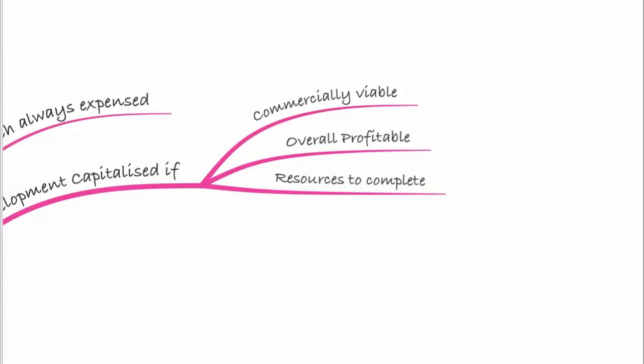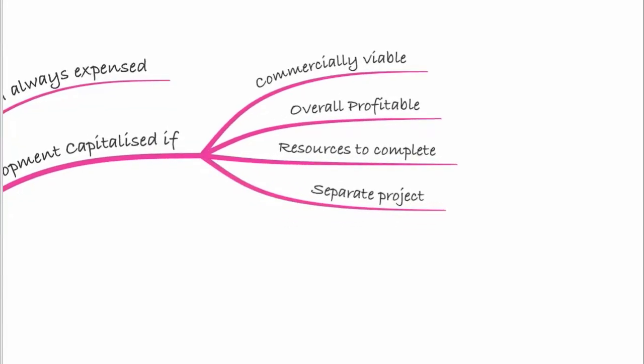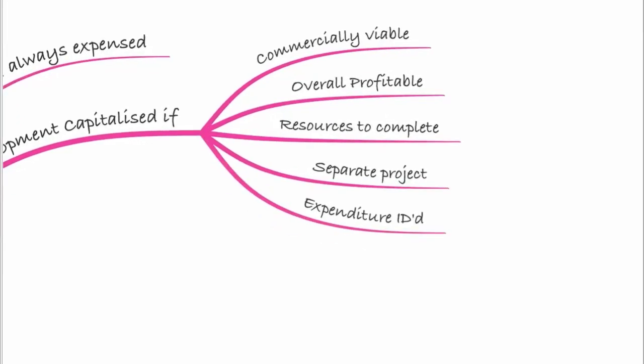We must be going to complete the project, it must be profitable, and the product at the end needs to be commercially viable. It needs to be a separate project, again, back to our identifiability of the actual product. And the expenditure needs to be identified, and that relates to the reliable measure of what we've actually spent. That shouldn't be a problem.